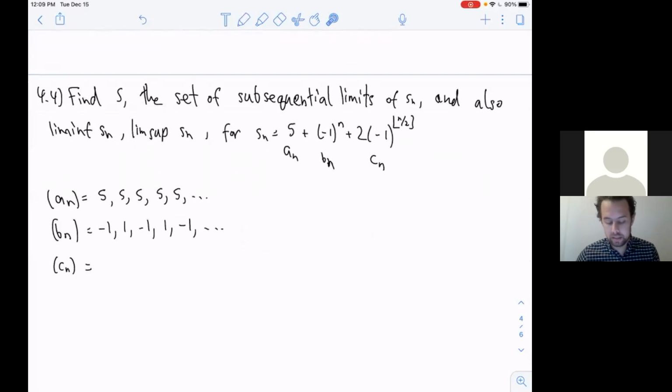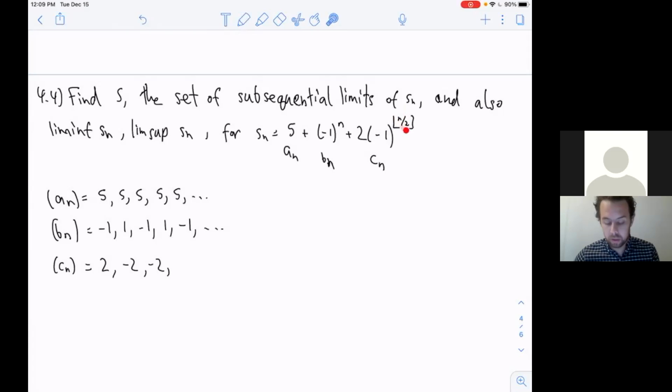And cn, okay, well, let's think about this. So when n is equal to 1, we take 1 over 2, we take the floor of that, which is 0. So -1 to the 0th power, which is 1, we multiply it by 2. When n is 2, n over 2 is equal to 1, so we take the floor of that, it's 1. And so we do -1 to the first power, which is just -1. Again, we multiply that by 2, so we get a -2. And then our third term is n is 3, so we get 3 halves. Take the floor, we get 1 for a second time. And so this is the same as the second term. So it's -2.